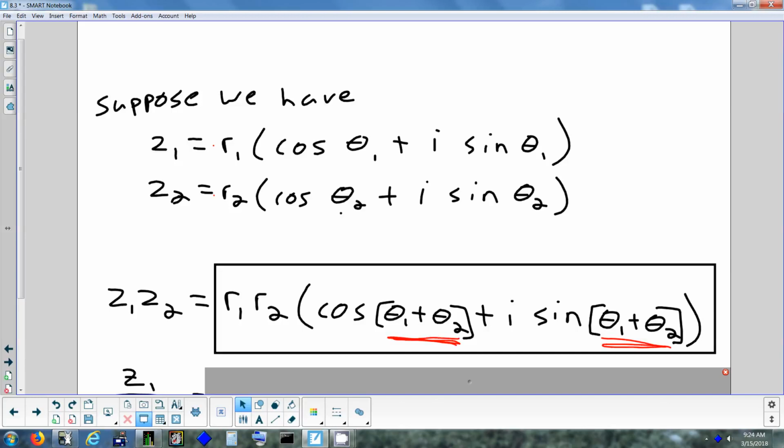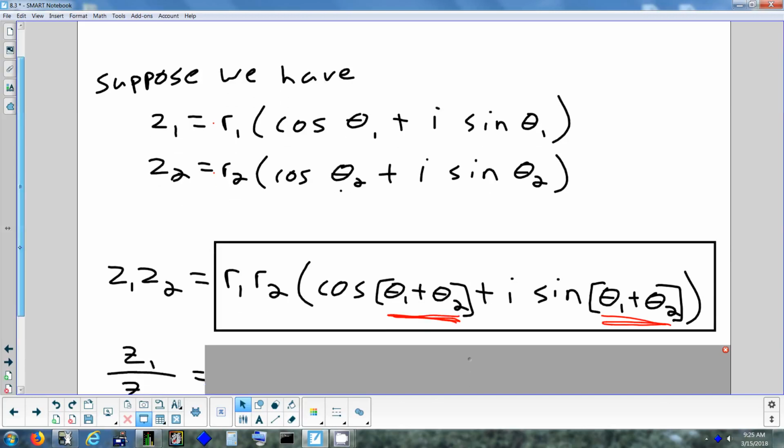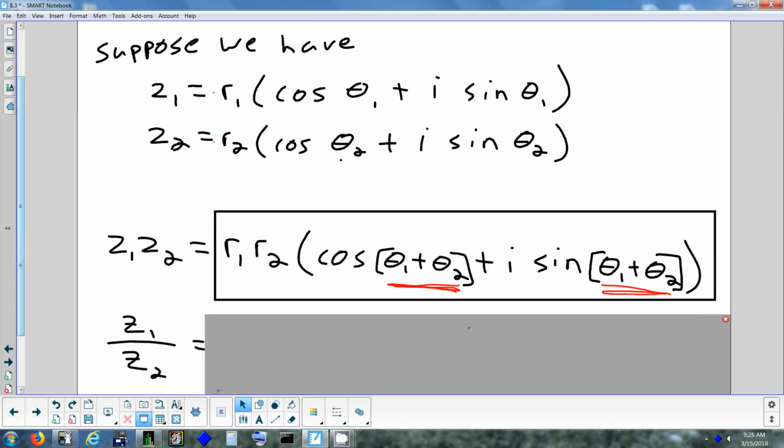Or the other pattern is cosine, sine, cosine, sine. That's what ends up happening here when you FOIL all this out. Now, based on that pattern, what do you think Z1 divided by Z2 would be? So the top one is for multiplying. This is going to be for dividing.